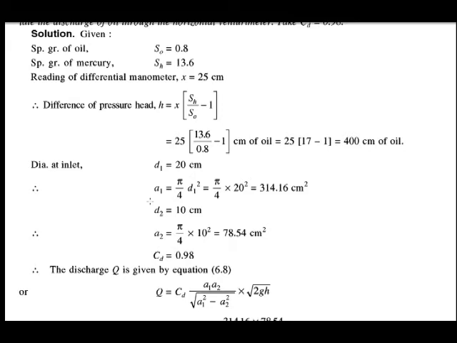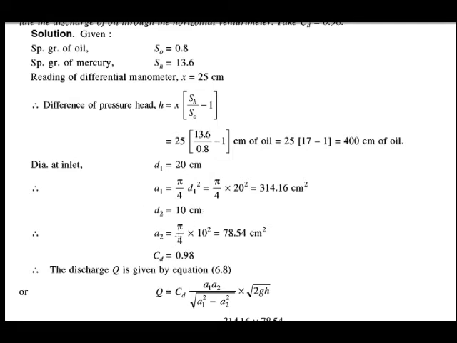They have given the diameter of the inlet as 20 centimeters, so D1 is equal to 20 centimeter. Then A1 is equal to pi by 4 into D1 square, which is equal to pi by 4 into 20 square, which is equal to 314.16 centimeter square. Similarly, they have given the diameter of the throat section as 10 centimeter.